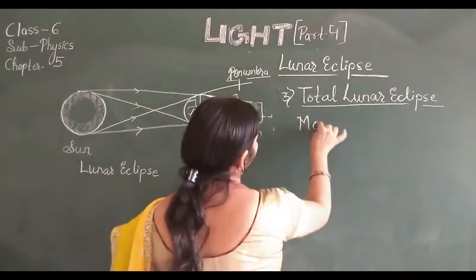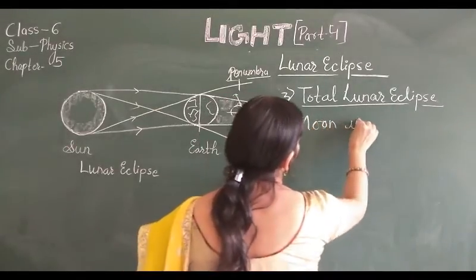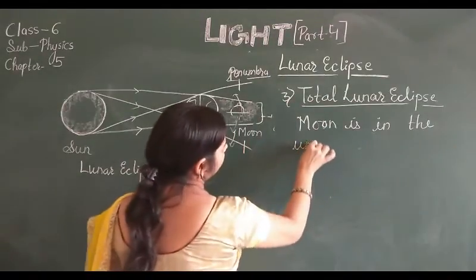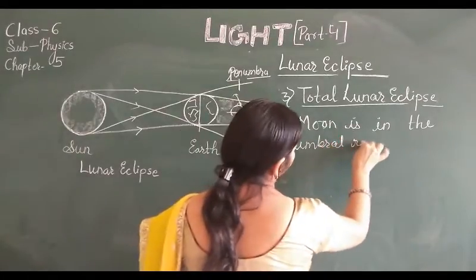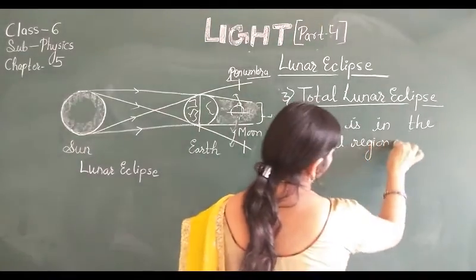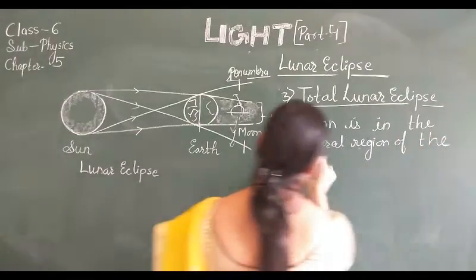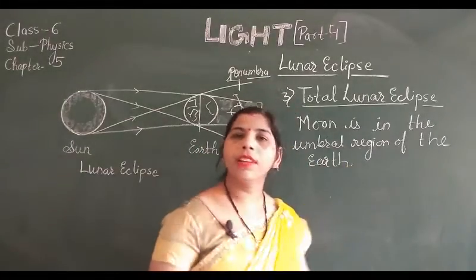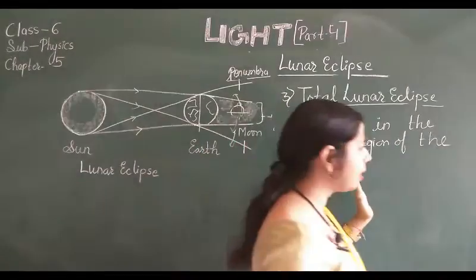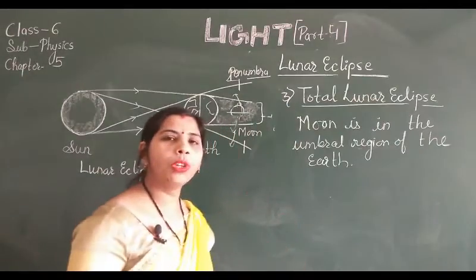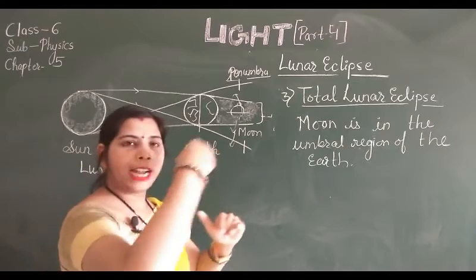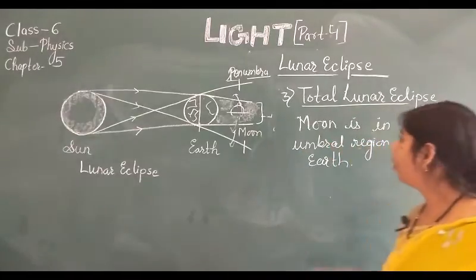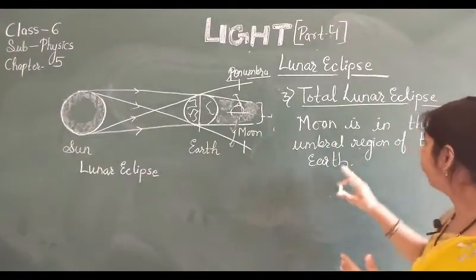That means the moon is in the umbral region of the Earth, and I already told you the sunlight does not fall in this region. The moon is not visible to that part of the Earth, and on the other part of the Earth also the moon is not going to be visible, as I already told you, since no sunlight falls in this region.